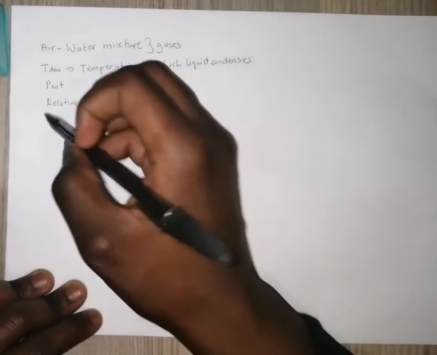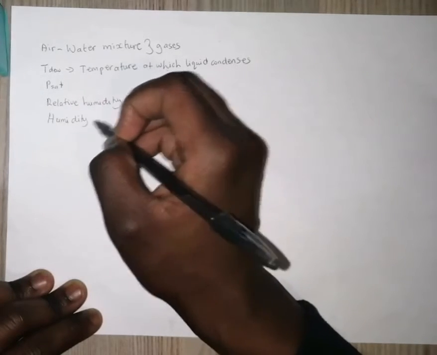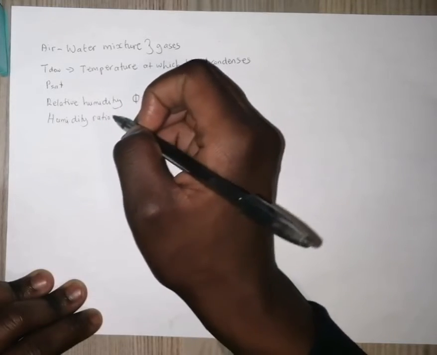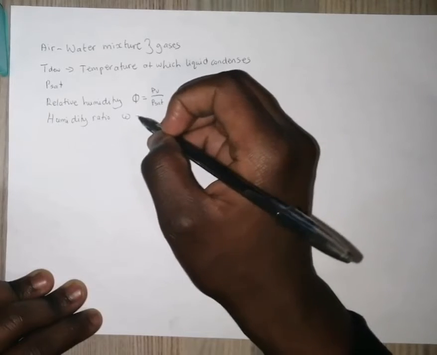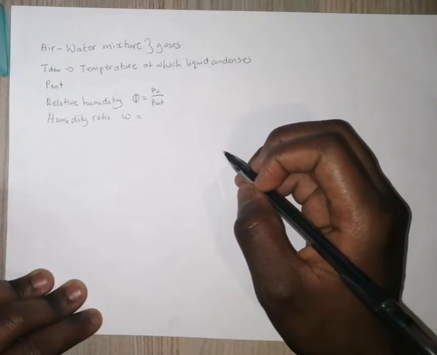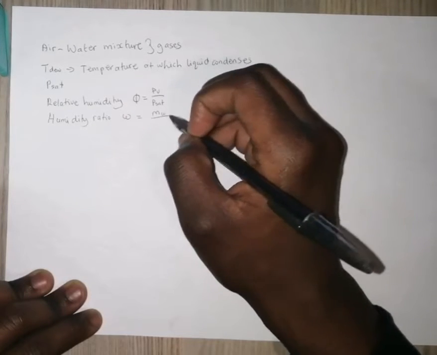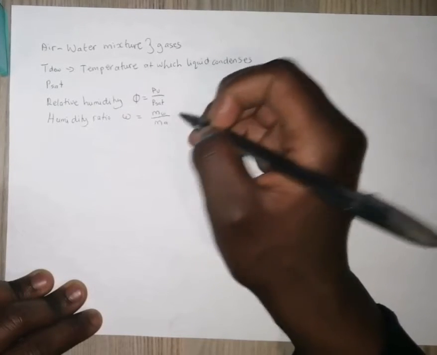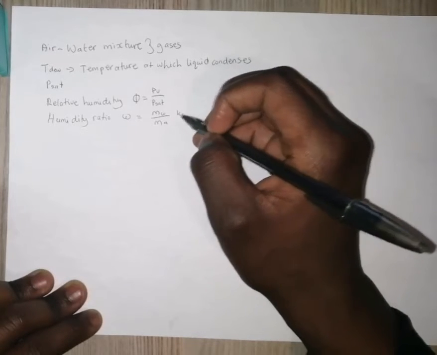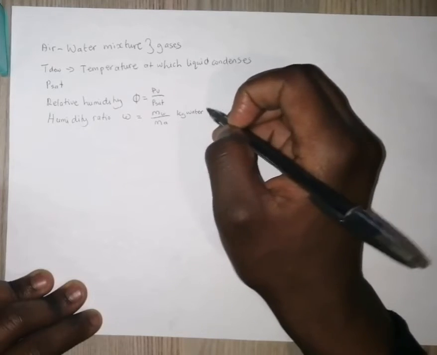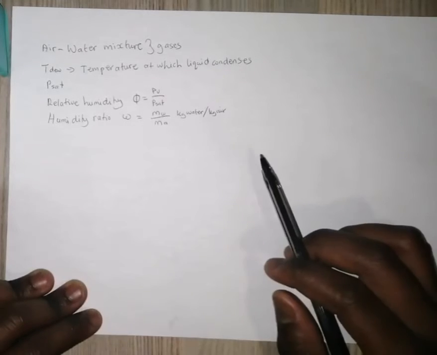Then, we're going to have the humidity ratio. The humidity ratio is denoted by this sign, omega, which is equal to the mass of the water, which is the water vapor, over the mass of the air. And the units are kg water per kg air. So this is the humidity ratio.